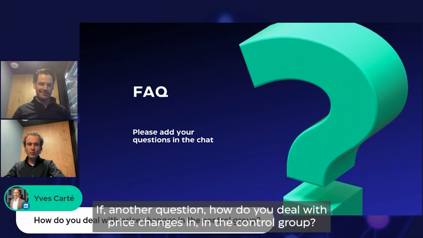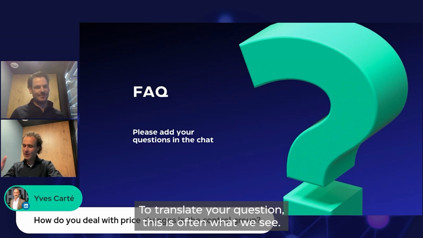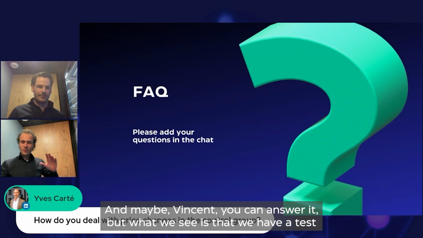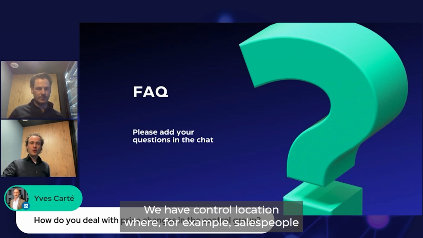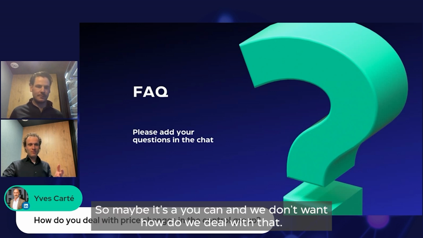Eve, another question. How do you deal with price changes in the control group? Yeah, this is a really great question. To translate your question, this is often what we see, and maybe Vincent, you can answer it. What we see in use cases is that we have a test location where the model says, okay, increase or decrease. But we have a control location where, for example, salespeople are still changing their prices. So maybe Vincent, you can answer that one. How do we deal with that?